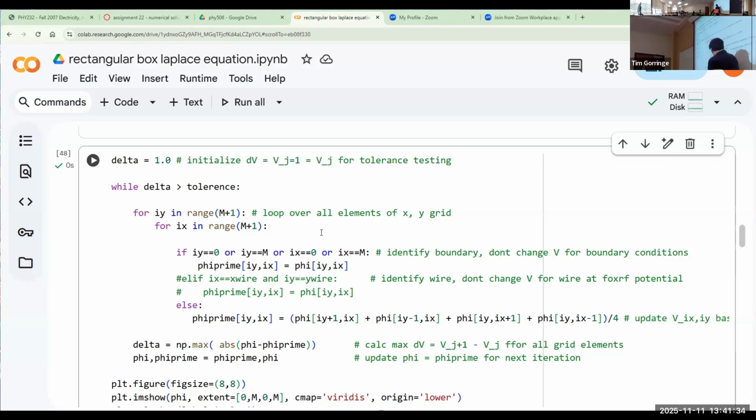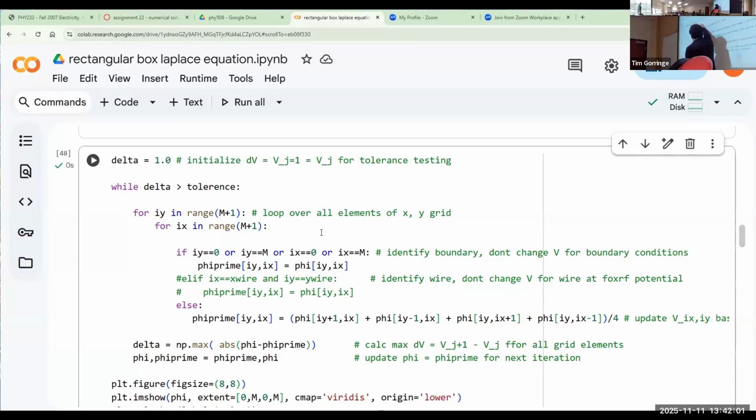After I've done that, I'm going to find what is the biggest change. So this is now outside the nested for loop. What's the biggest change of all the changes I made? And once I've got the biggest change of all the changes I've made, I'm going to rename phi prime as phi, because now it's going to become our old potential that I'm going to try and update.